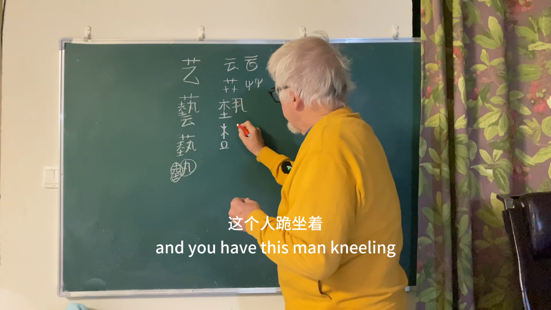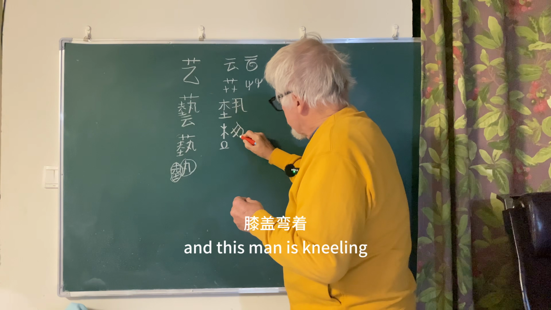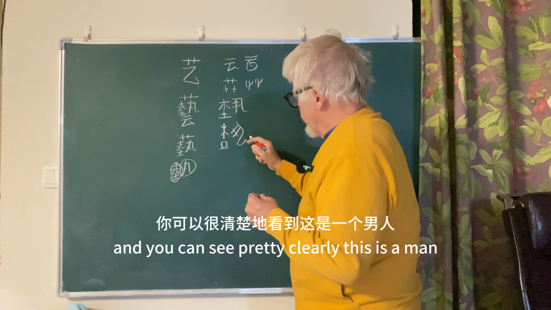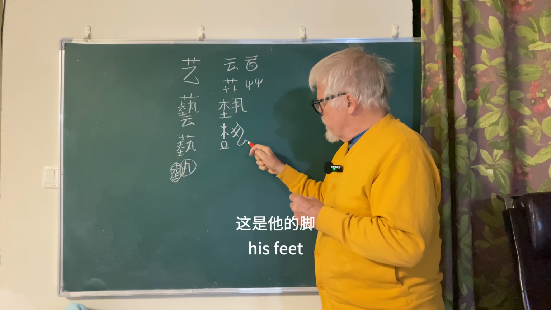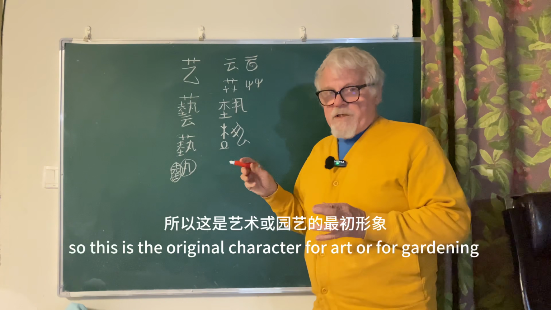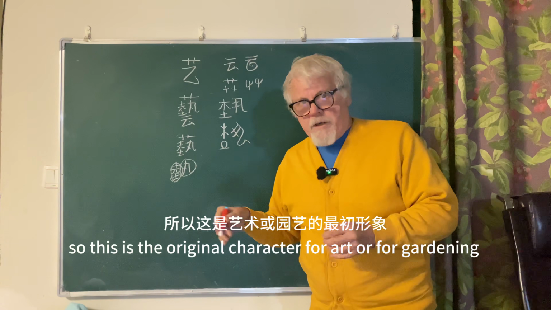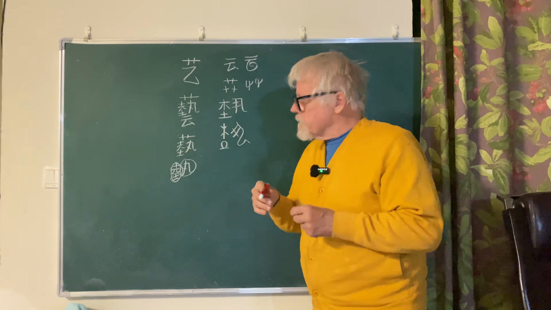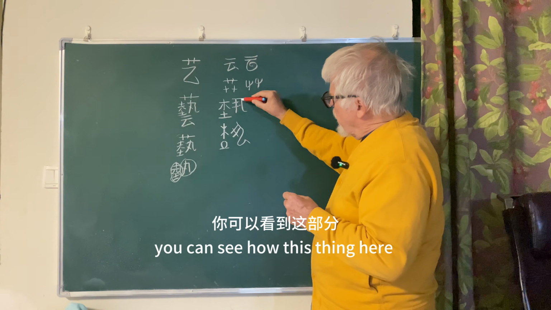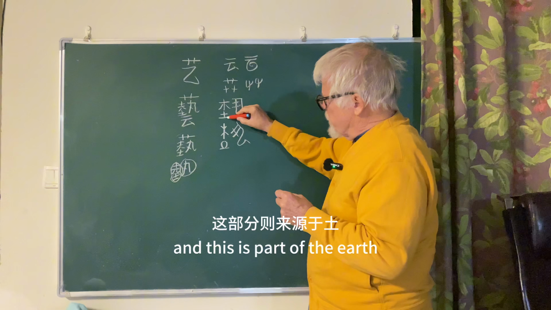And you have this man kneeling, two hands here. You can see pretty clearly this is a man, his feet, he's kneeling, he has two hands, he's planting something in the earth. So this is the original character for art or for gardening, and it's logical. You can see how this thing here was part of the man with his two hands, and this is part of the tree, and this is part of the earth.